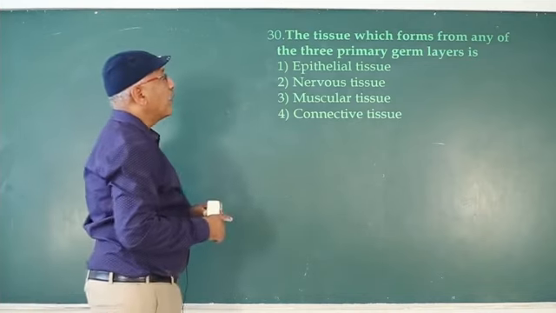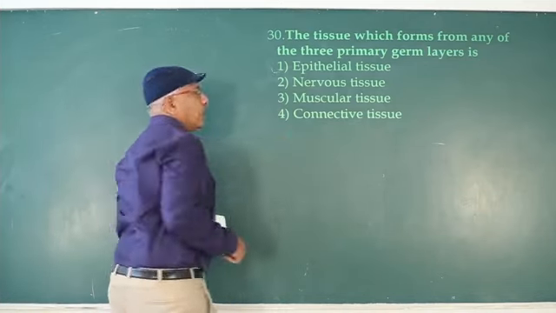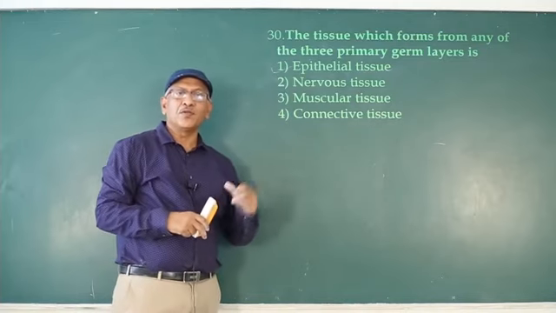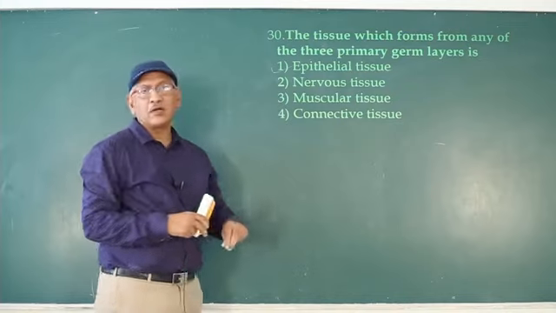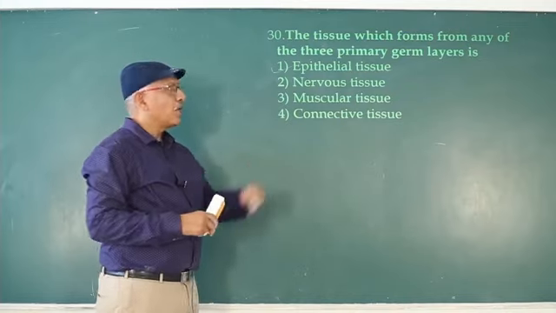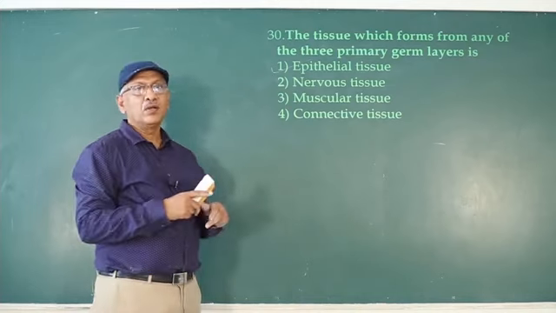The tissue which forms from any of the 3 primary germ layers: epithelial tissue, some epithelial tissue from ectoderm, some mesoderm, some endoderm. Nervous tissue only ectoderm, muscular tissue only mesoderm, connective tissue also mesoderm.